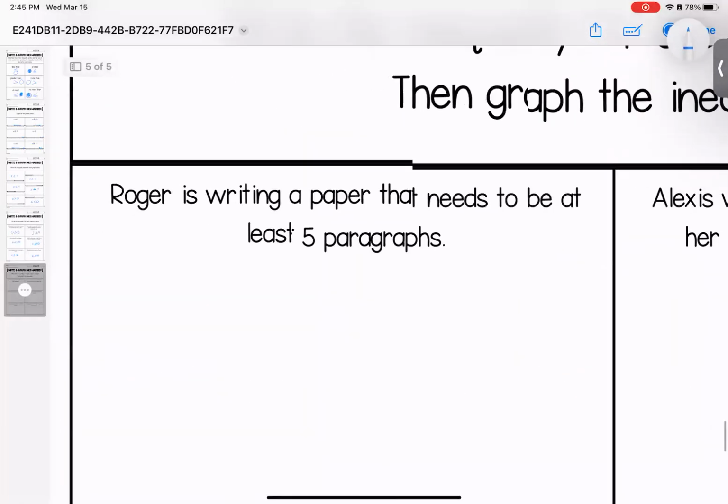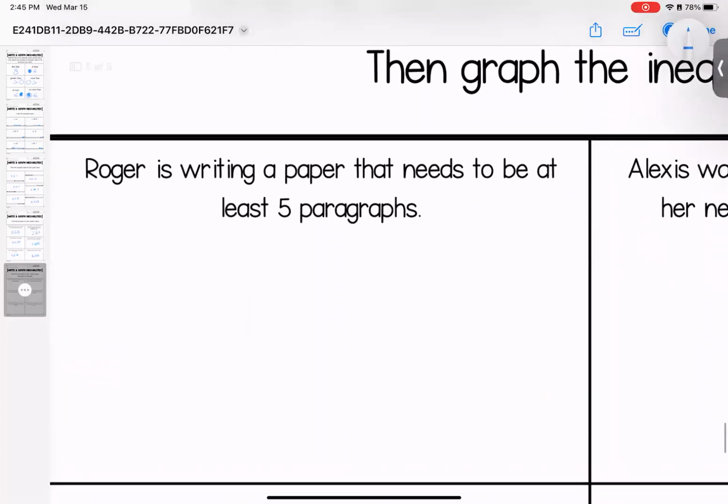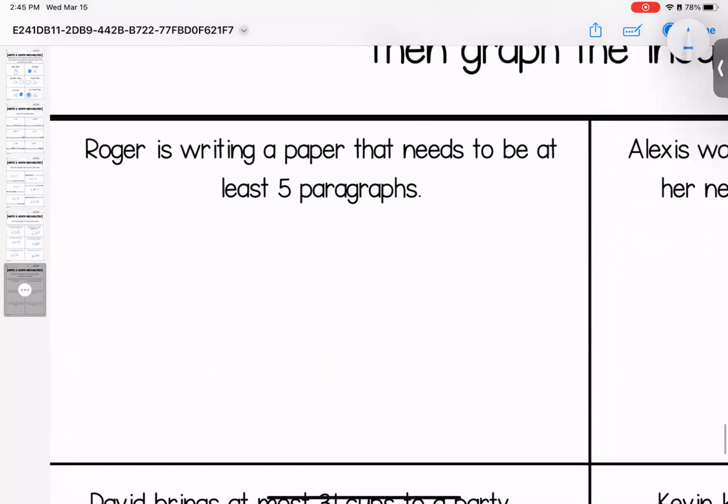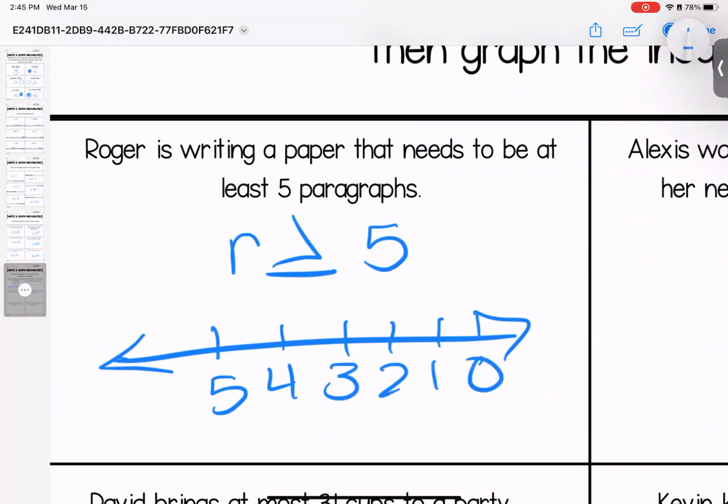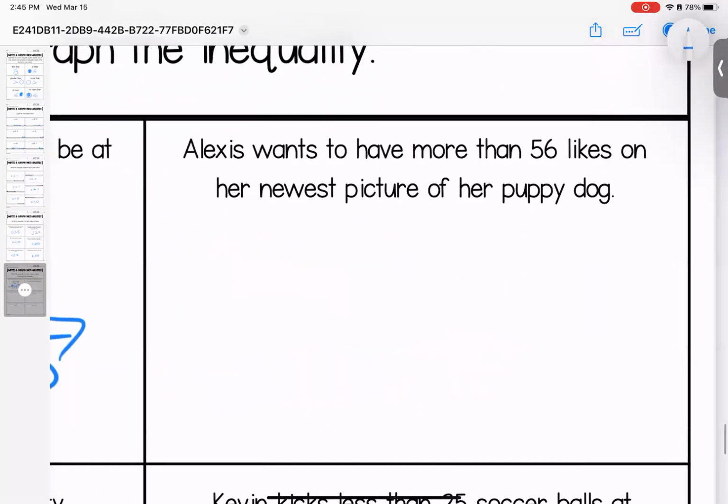All right, Nuggets, we are continuing to write, but this time we have to graph as well. So it says that Roger, my friend Roger, is writing a paper that needs to be at least 5 paragraphs. So Roger's needs to be at least 5 paragraphs, hopefully more. So if we come down here, I'm just going to put 5, 4, 3, 2, 1, and 0. I find my 5, I fill it in. My arrow goes that way.